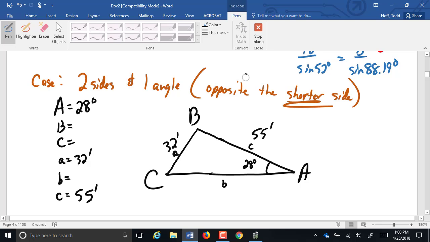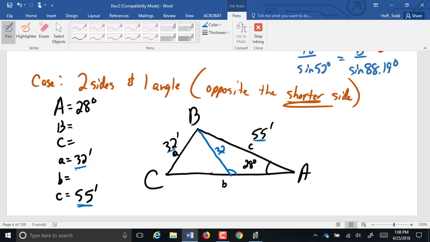However, that's not the only way it could possibly be drawn. Because this opposite side is shorter than this side here, that 32 could go this way. Angle C could be obtuse. Since side C is bigger than side A, we know that angle C has to be bigger than A. We don't know how much bigger. It can't be hypotenuse because there's no right angle.